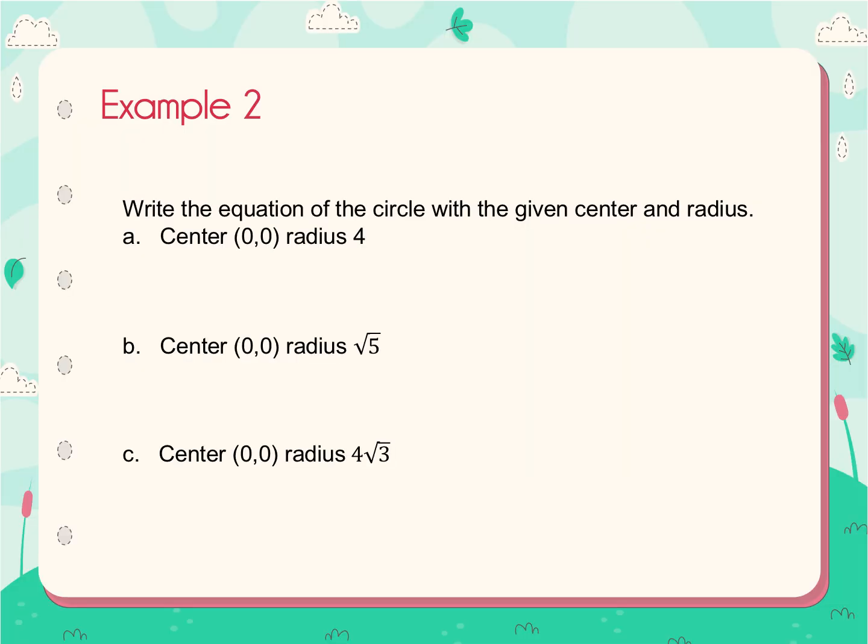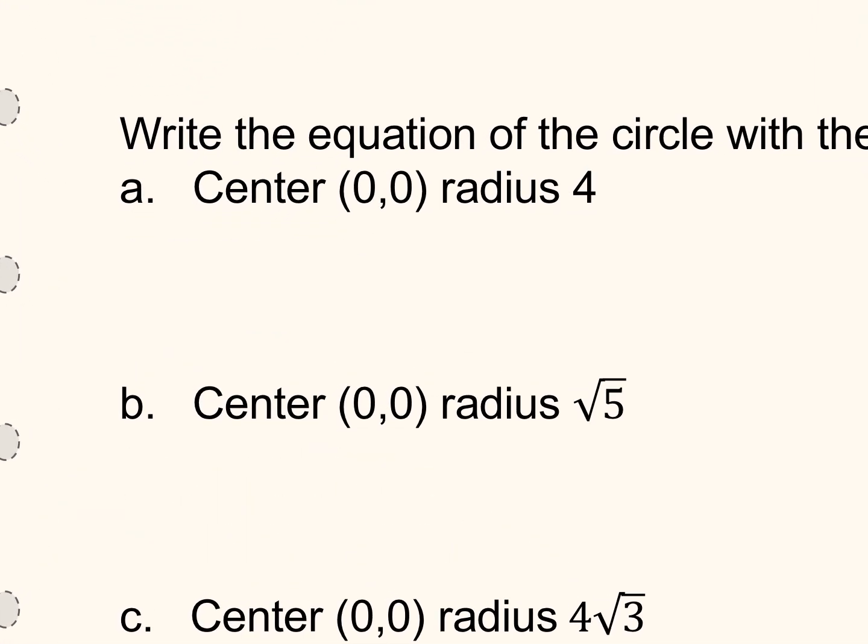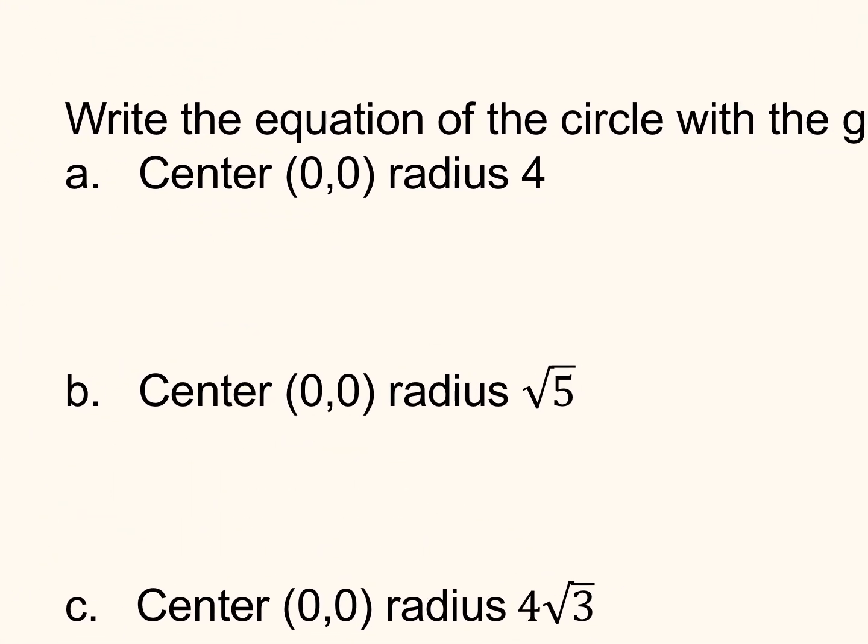All right, looking at example number 2, it says write the equation of a circle with the given center and radius. So they're giving me the information and I have to use it and plug it in. Again, they want me to write an equation. Looking at the first one, my center is 0, 0, and my radius is 4. So I'm setting it up as x squared plus y squared equals 4 squared. Evaluating my 4 squared, what's 4 squared? Good, and that would be my answer for this one.